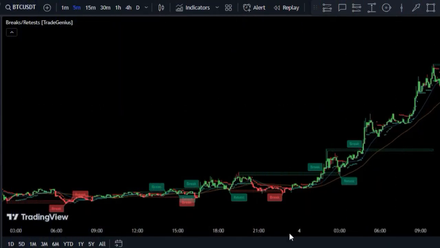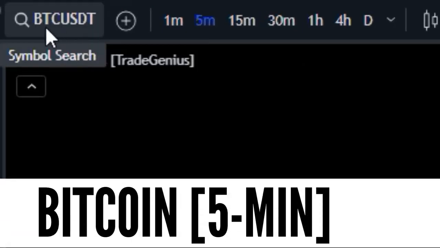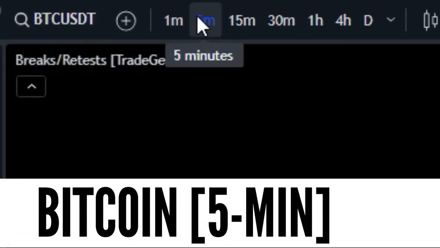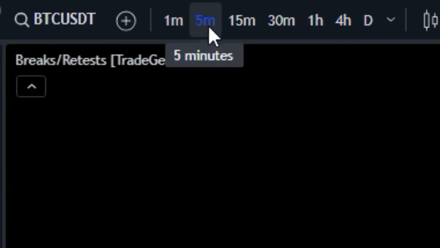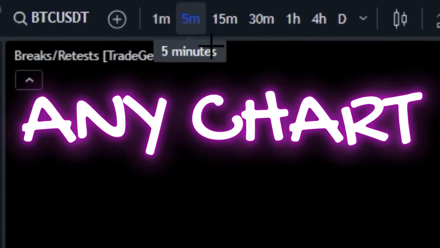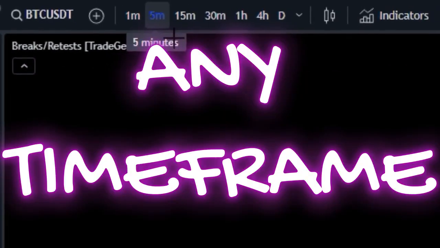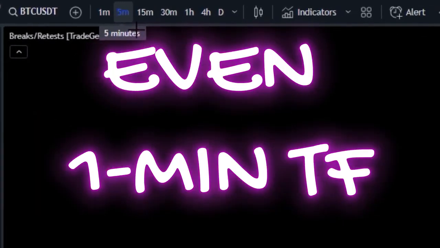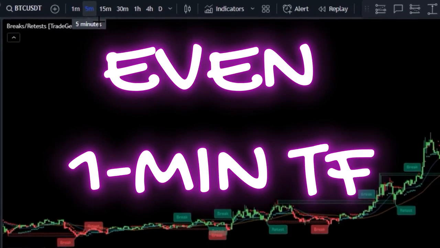So we're currently gazing at a Bitcoin chart on a 5-minute time frame, but don't worry, this is just an example. The beauty of this strategy is that you can use it on any chart and any time frame. Yes, even a 1-minute time frame if you're feeling adventurous.